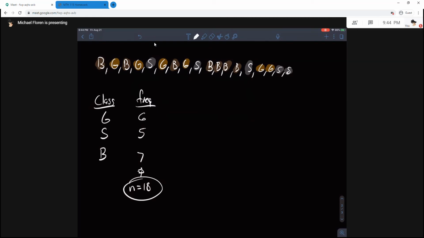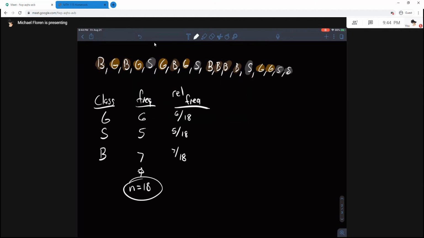So let's see, that's our frequencies. Now we can't do cumulative frequencies, but we can calculate relative frequencies. For relative frequencies, we take each of the values and we divide it by the total number of values. So 6, my frequencies for that class divided by the total is 18. 5, my frequencies for the silver class divided by total, 5 over 18. And 7, the frequencies for the bronze class divided by 18. And that's my relative frequencies.